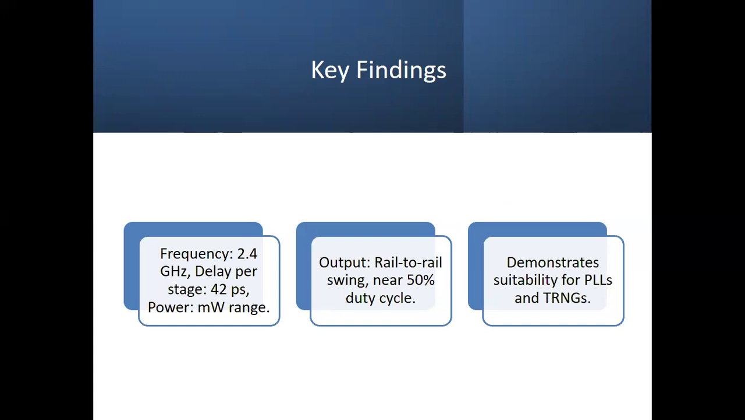Key findings. Our final results show a frequency of 2.4 GHz, a propagation delay per stage of about 42 picoseconds, and a power consumption in the low milliwatt range. The output waveform had a nearly perfect 50% duty cycle and rail-to-rail swing. This result proved that the design is not only fast but also well balanced, making it suitable for integration into high-speed systems like phase lock loops or true random number generation.